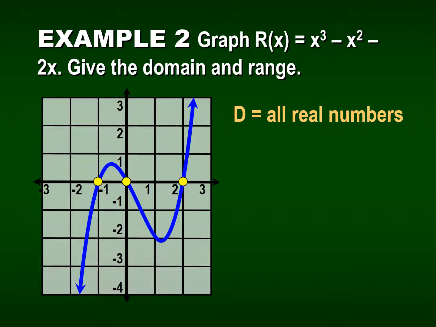So our domain for all polynomials is always going to be the same, all real numbers. And then our range for this particular polynomial is all real numbers because our left tail is approaching negative infinity, where our right tail is approaching positive infinity. So that means we're going both directions. So our range is all real numbers.